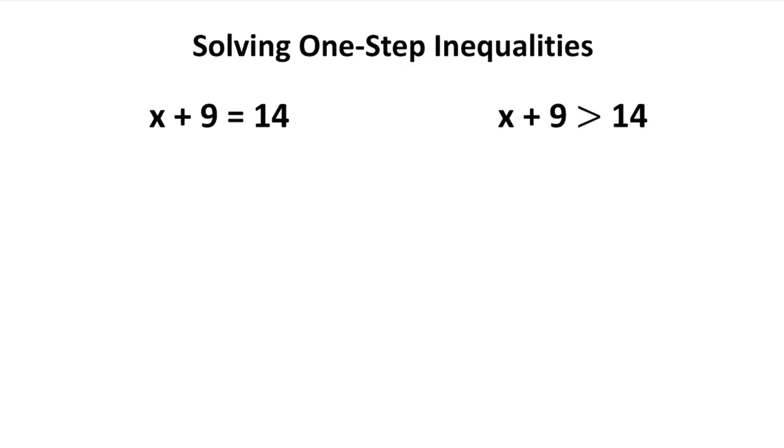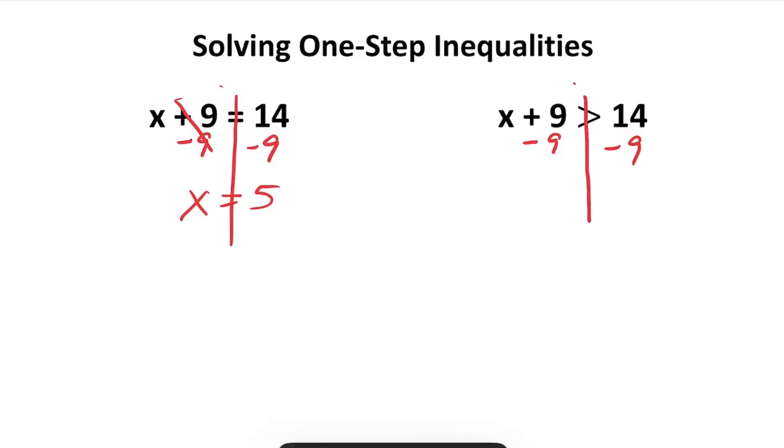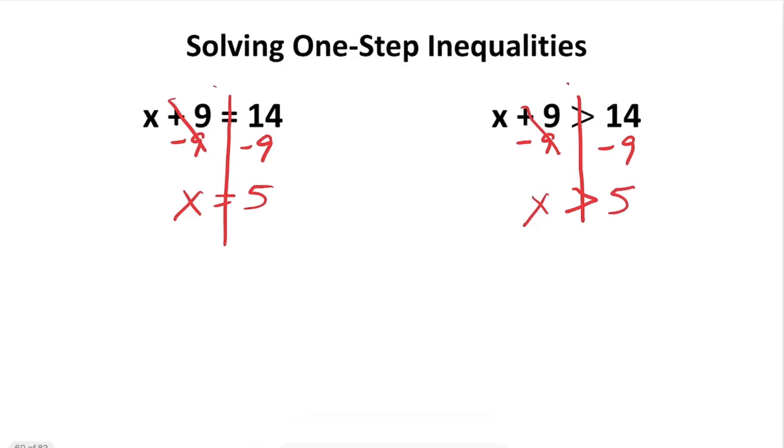So now let's look at solving one-step inequalities. So we're going to look at it as an equation over here and an inequality over here. So normally for an equation, use your algebra. You're going to cancel this positive 9 by doing negative 9. That cancels, x equals 5. For an inequality, you work it just like you do with algebra for an equation. You still get rid of this constant. It's plus 9, so we're going to do minus 9 to zero that out. If you do it to one side, you got to do it to the other side. That cancels, x greater than 5.